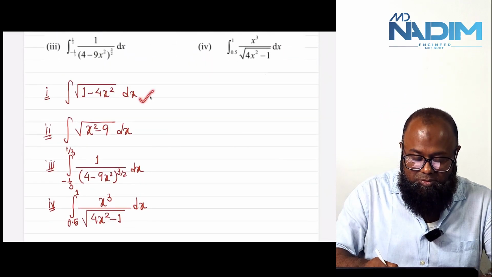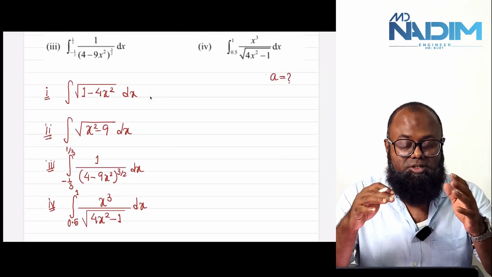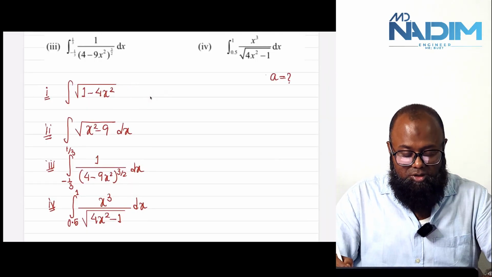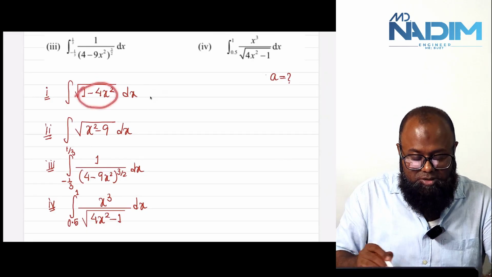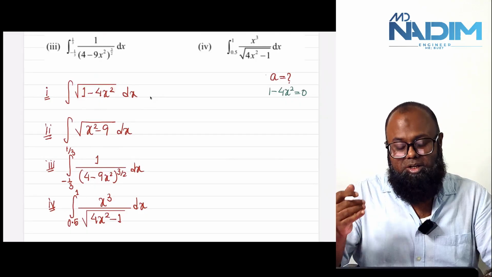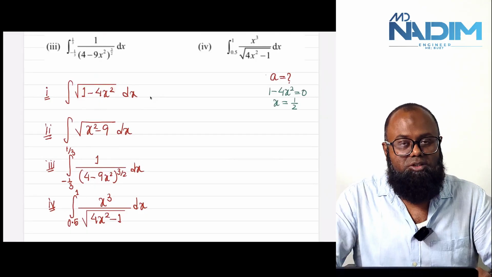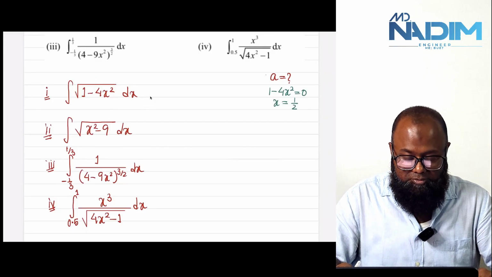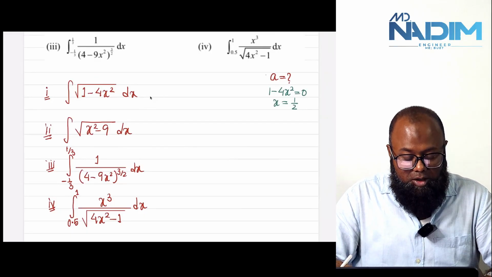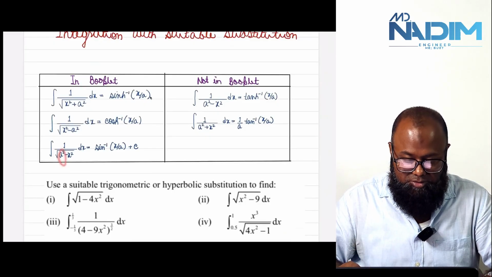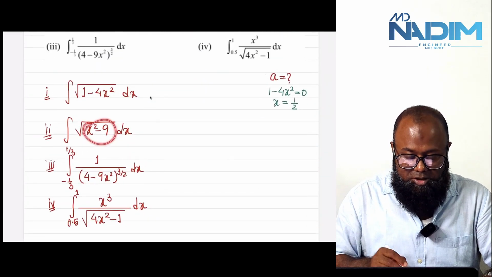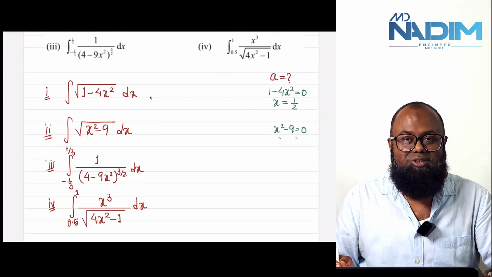Let us start with the first one. I'll get all the a's first, how to get the values of a. So let us check how to get the values of a here. First of all, 1 minus 4x squared is equal to 0. So x is equal to half. I'll take only the positive one, no negative one, because in the formula, all of this a are positive. Now, this one is equal to 0. That means x is equal to 3.